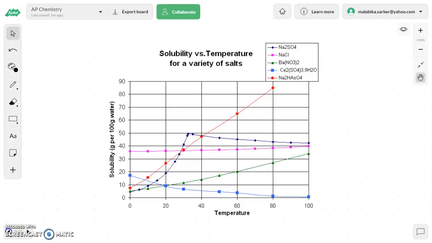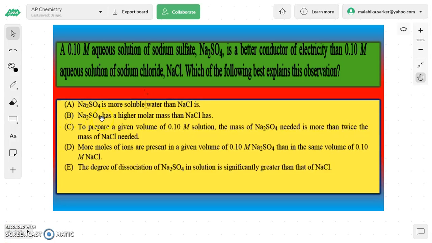Now let us look at the second answer. The second answer choice says that sodium sulfate has a higher molar mass than sodium chloride has. Let us look at that too.